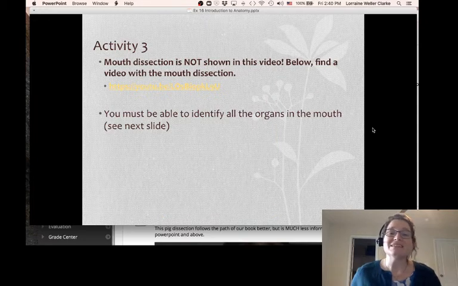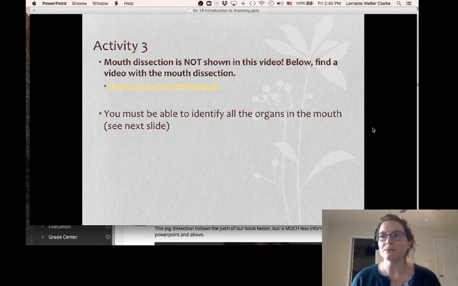The mouth dissection is not shown in the video. The first part, activity 4, is the dissection of the mouth. But there is a video with the mouth dissection, okay? I'm not going to go through every single part, but you do need to be able to identify all the organs in the mouth. So I'm going to briefly run through those.